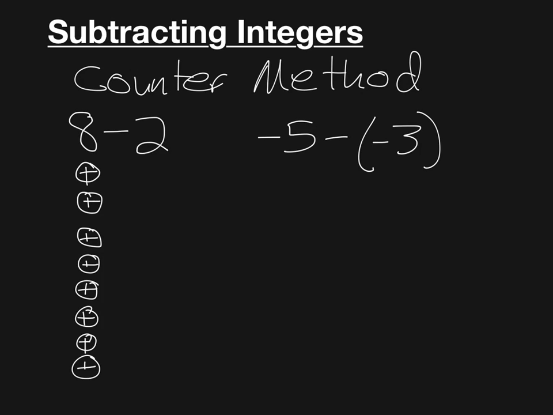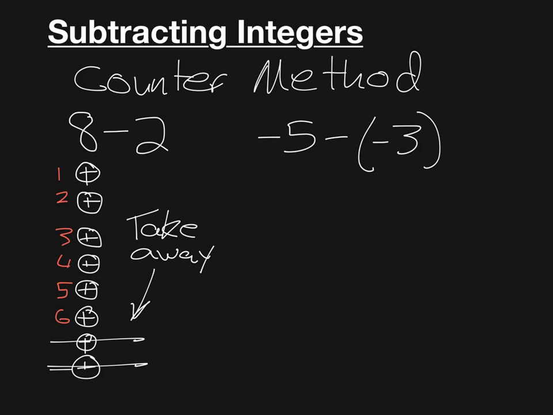Now this is 8 minus 2. Subtraction is really another way of saying take something away, right? We're going to take away 2 from 8. So all we're going to do here is take away 1, 2. We took away 2, right? Take away. So what are we left with? We have 1, 2, 3, 4, 5, positive 6 left. 8 minus 2 equals positive 6, right? And we know that it does.